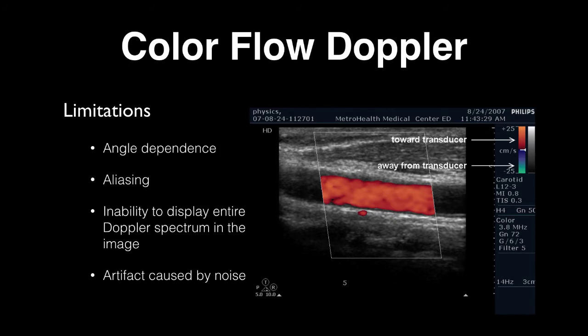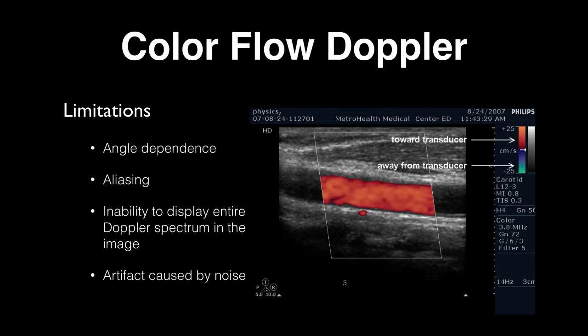So to translate that into real-time scanning, you need to make sure that your angle of interrogation of the vessel is not 90 degrees. Ideally, you'd like to be at a 0-degree angle, but that's not clinically possible. So in real-world scanning, you want to have an angle that's 60 degrees or less.